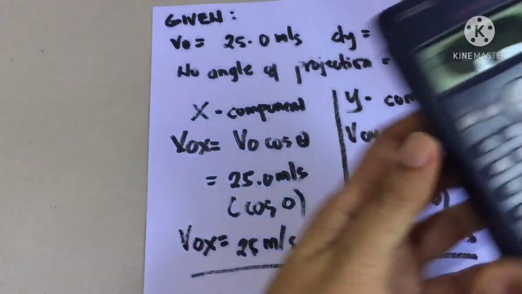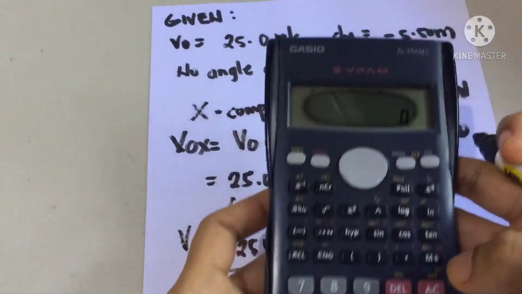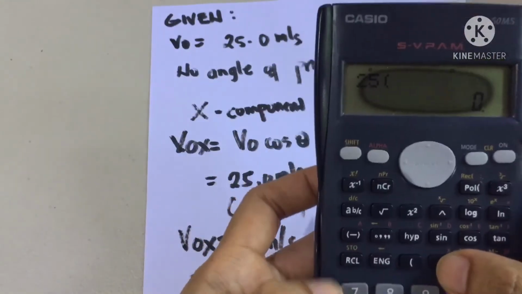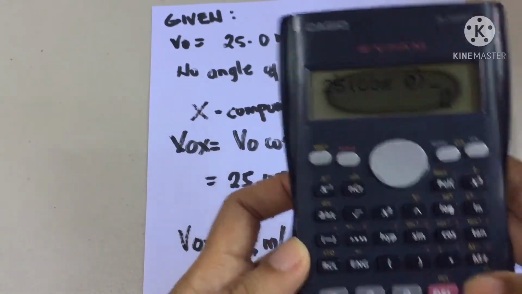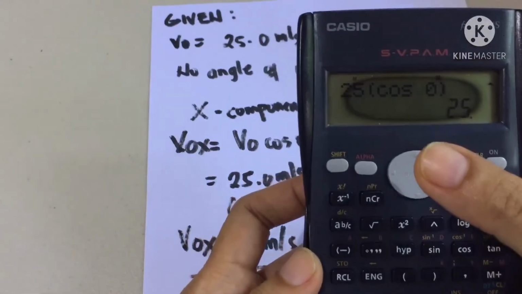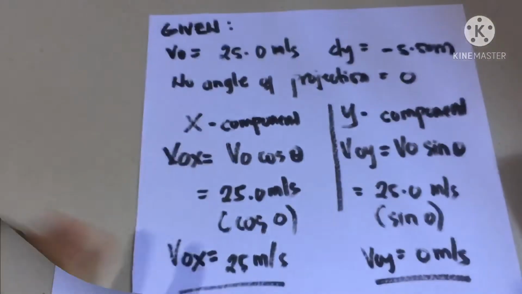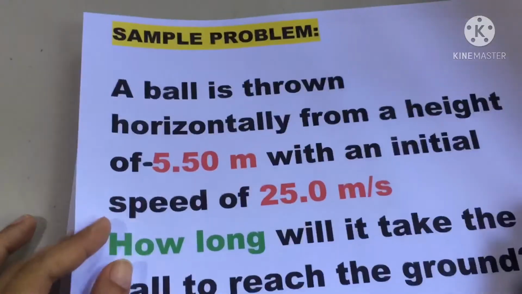So, are we done? Not yet. So again, 25 open parenthesis, cosine 0. That is equal to 25. Okay. So, we're done with resolving the x and y components.